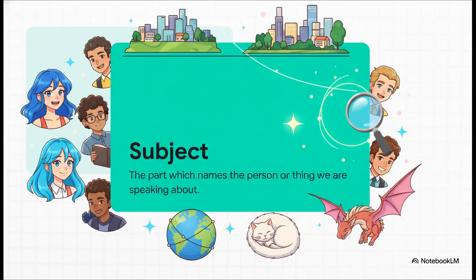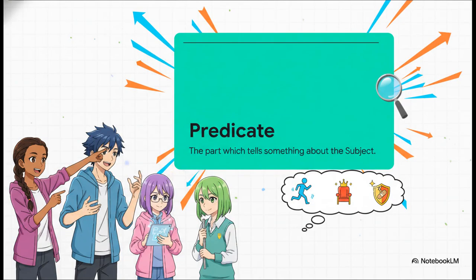So to make it official, the subject is just the part that names the person, place, or thing we're talking about. It's basically the main character of our little sentence story. And the predicate, of course, is the other side of the coin. It's the part that tells us something about that subject, what it's doing, what it is, or what's happening to it. This is where all the action and description lives.